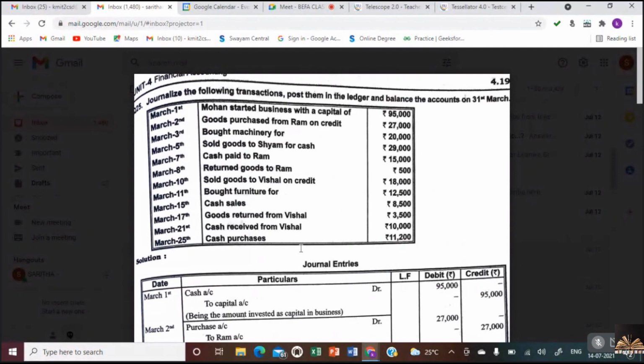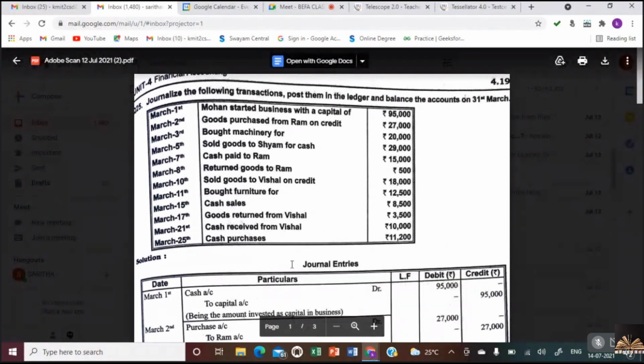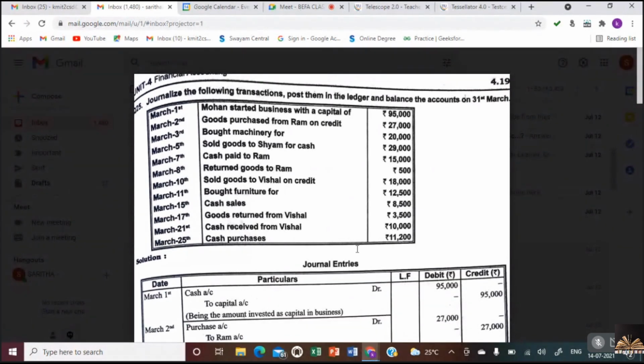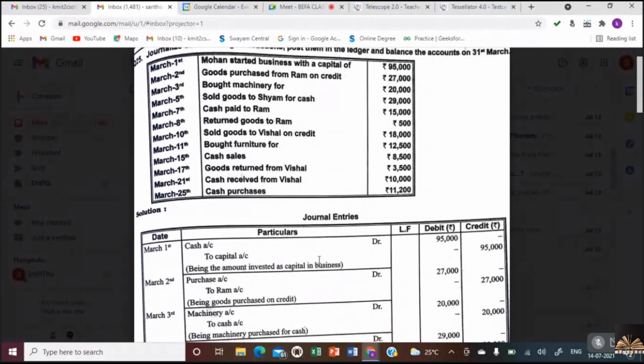So we have done the journal entries for this problem. Just respond: do you remember that we have done this, or shall I repeat the journalize the following transactions once again? If not, I'll go directly to the ledger. Done, yeah. Clear, ma'am. We have done it, so let's go to the ledger account next. Shall we move on to the next step, ledger accounts?